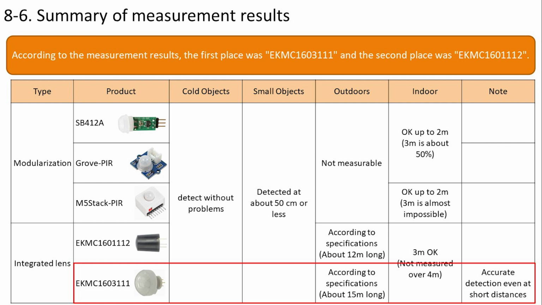The EKMC 1,603,111 was the first place because it was able to detect both the long-distance type and the short range with high accuracy. The distance is a little shorter in the front direction, but the second place EMKC 1,601,112 gave similar results, so I felt that either would be fine. The above is the measurement result of the motion sensor.